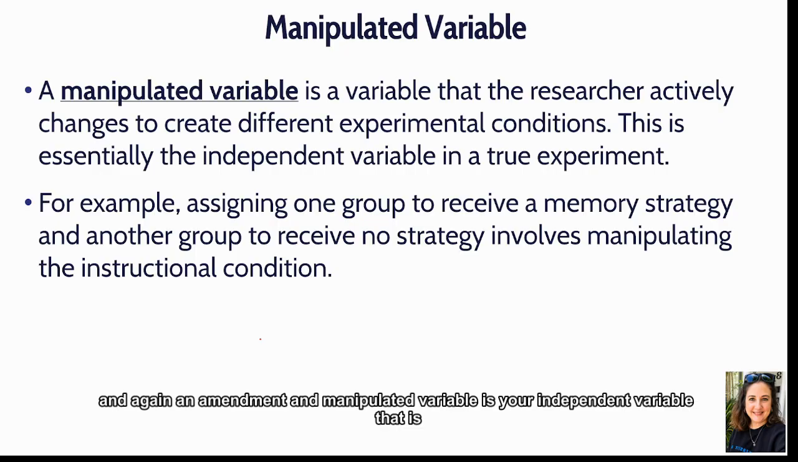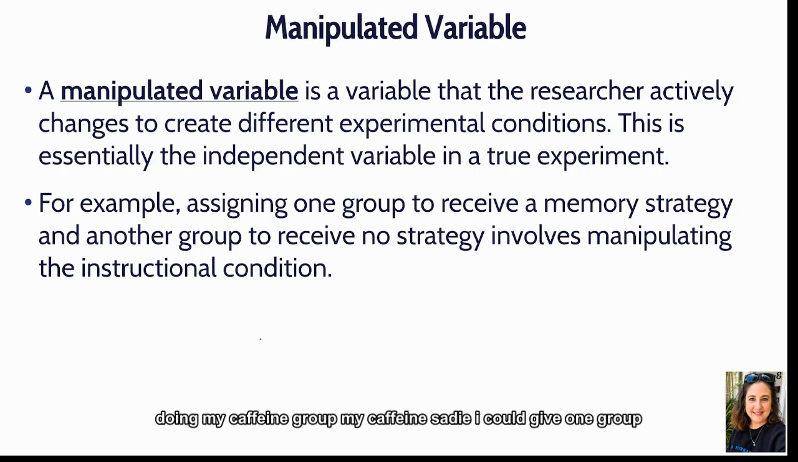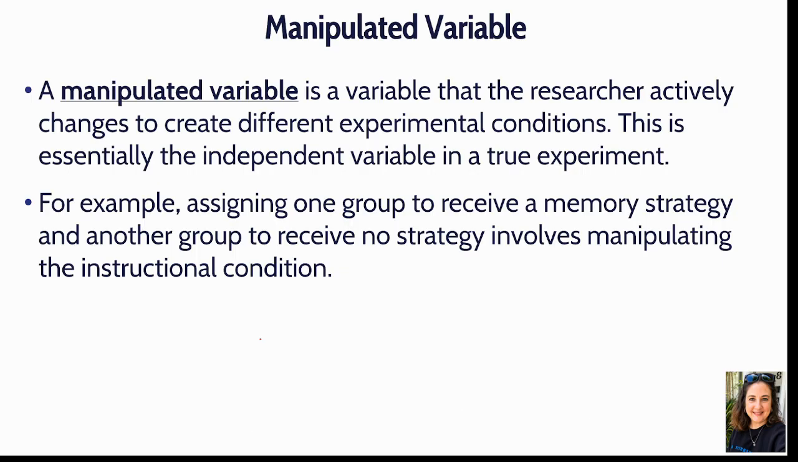And again, a manipulated variable is your independent variable. That is the active variable that you are setting the levels for in your experiment, and it may have different levels in that experimental condition. So I could be doing my caffeine study. I could give one group 1 dose of caffeine. I might give another group a double dose of caffeine. So I'm manipulating caffeine level.